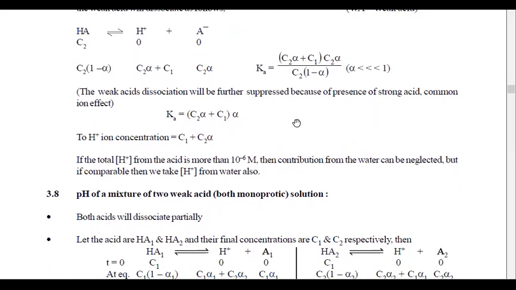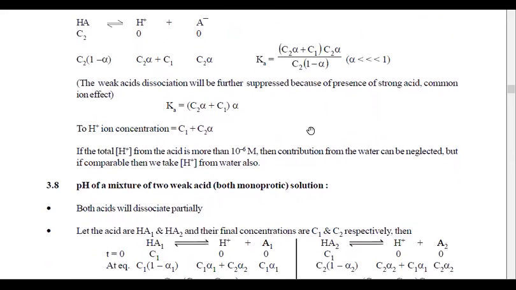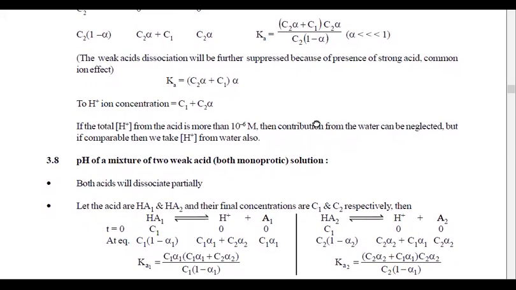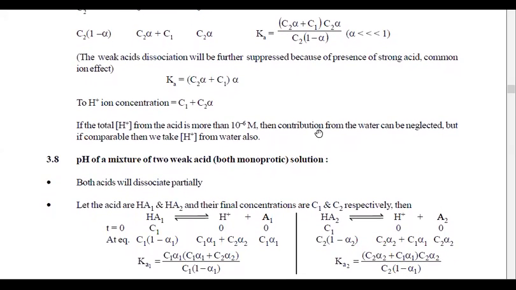Now in this case also, I told you the concentration of H plus will be the concentration of H plus from the first acid plus the concentration of H plus from the second acid, right? So I hope all of you remember the simultaneous equation from chemical equilibrium. It will be something like this, just using simultaneous equations, right?